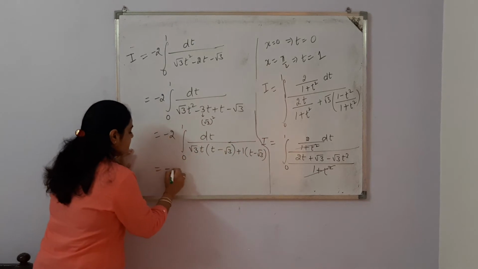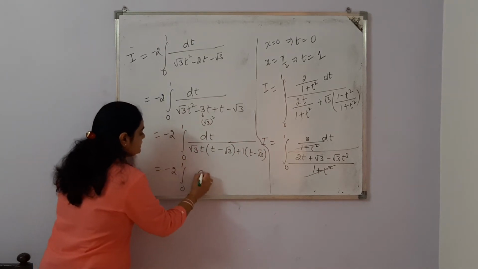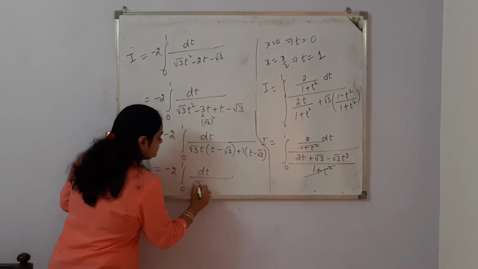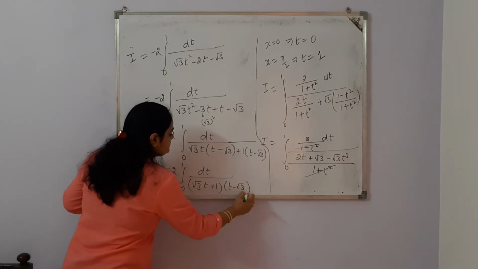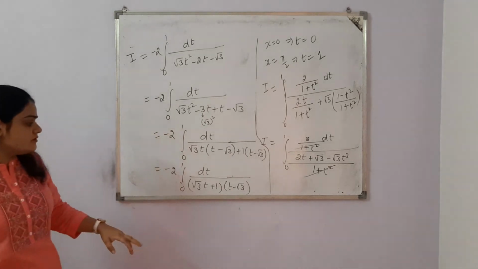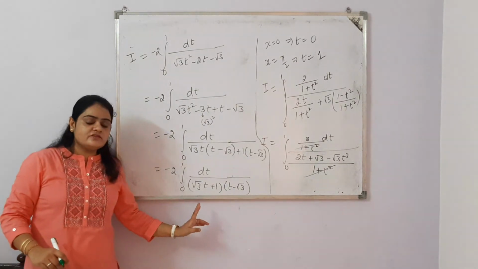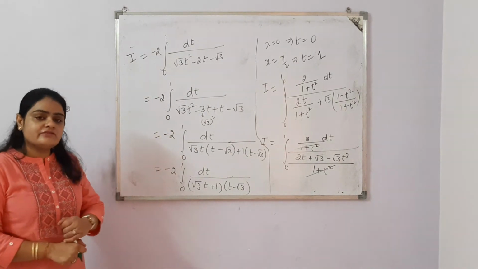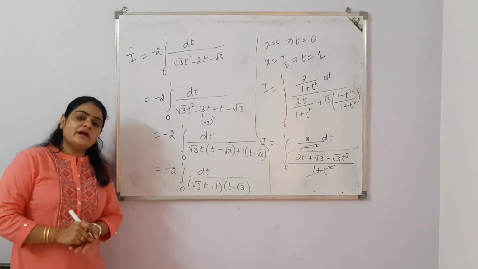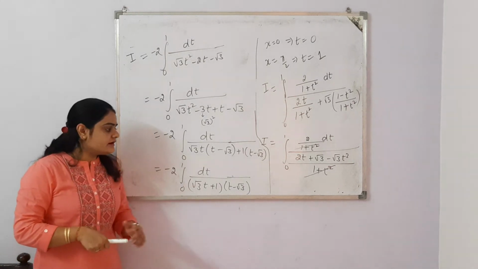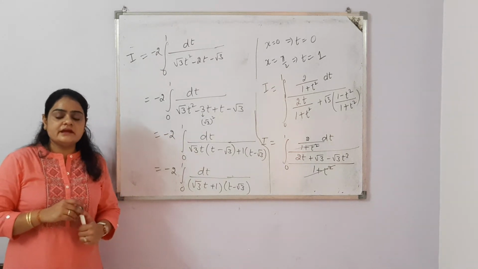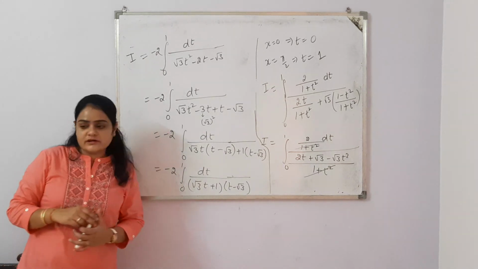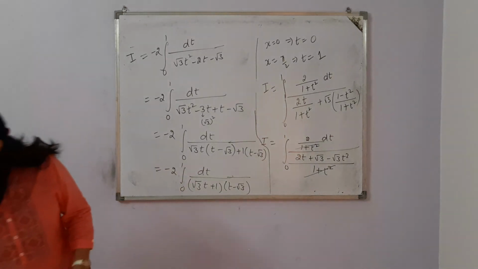Here the factors are: 0 to 1 dt upon root 3 t plus 1 into t minus root 3. So these are two different factors, and these are linear factors as well. So we can do partial fractions here because the factors are already there. I have already solved the partial fraction criteria, and I already have the values of a and b.